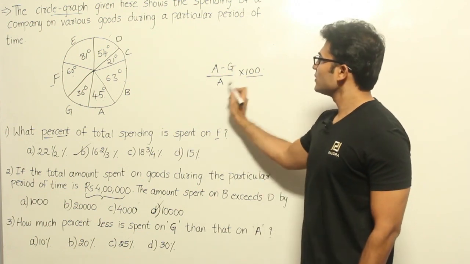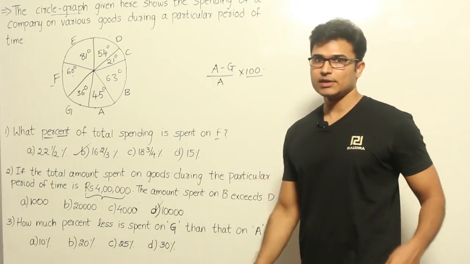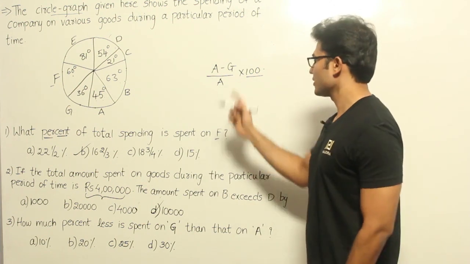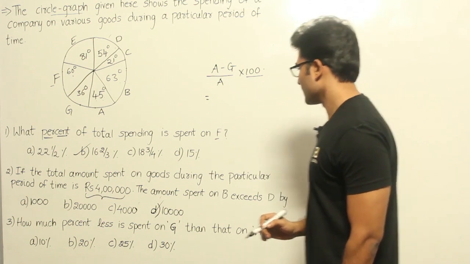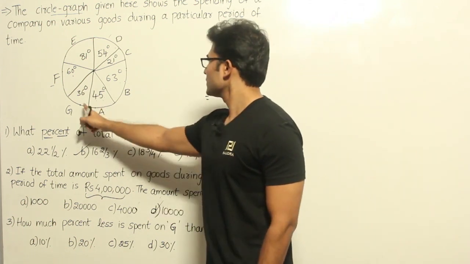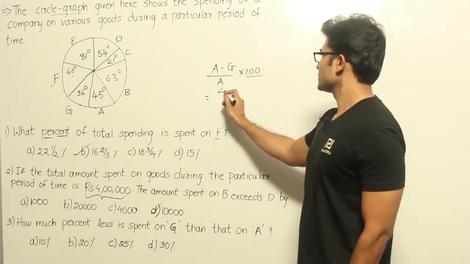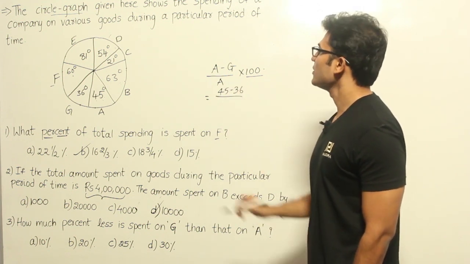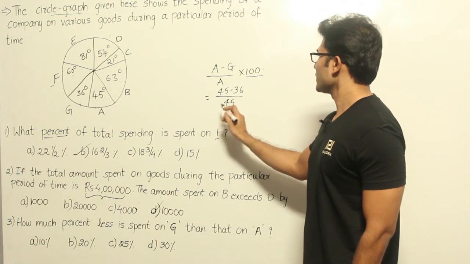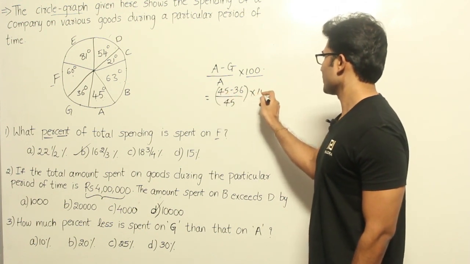And if you write everything in degrees, the degrees will get cancelled off, and you are going to get finally in percentages, right? So what is it going to be? Now this one is going to be A minus G. So A minus G means 45 minus 36, divided by A. A is 45, into 100.